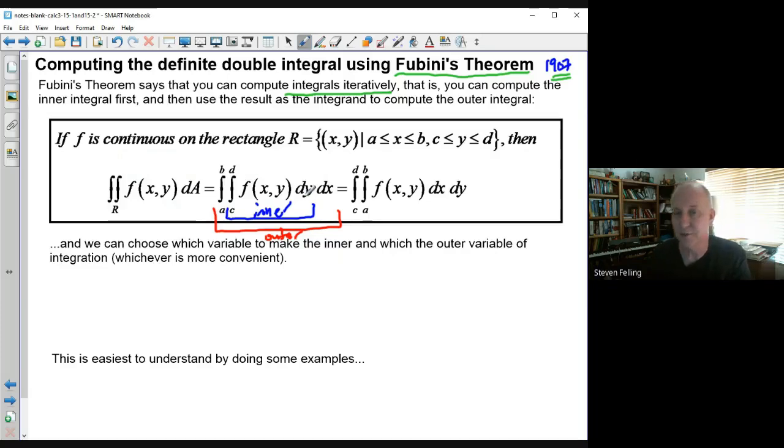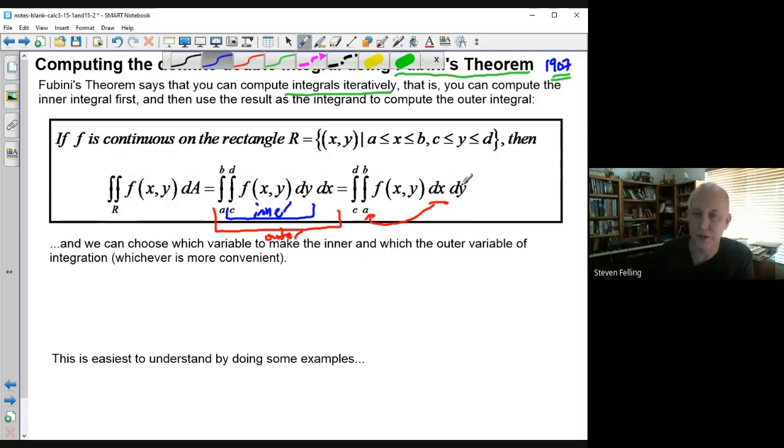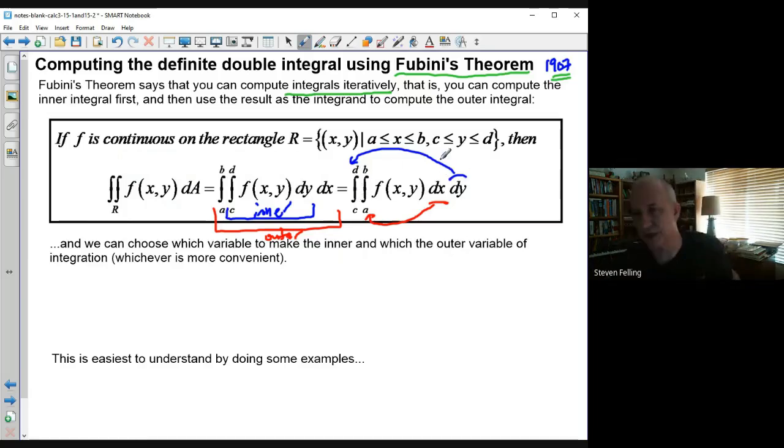And actually, it doesn't matter whether you put y first or x first as the inner integral. The only thing is you've got to make sure that these things match. So if, for example, you've written dx here, then that means that these limits of integration are x values. And dy here means that these are the y values, c and d. And we can choose whichever way seems best.